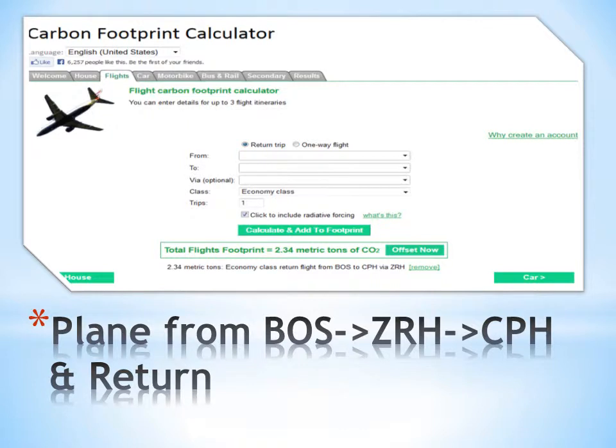Then I had to calculate the plane trip from Boston to Zurich to Copenhagen. Luckily, we are taking the same trip there as we are back, just reversed, and Carbon Footprint Calculator will calculate this for you using a stopover. I also chose to include radiative forcing, which the site described as an additional negative impact to the environment. I felt that it was best to include this because it's easier to offset further CO2 emissions rather than underestimating and causing more harm than good.